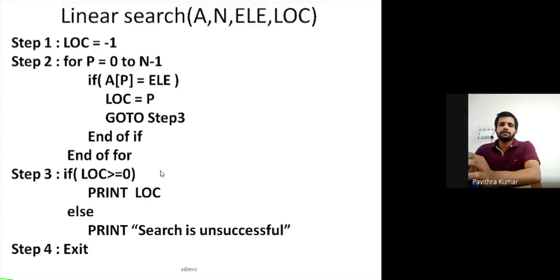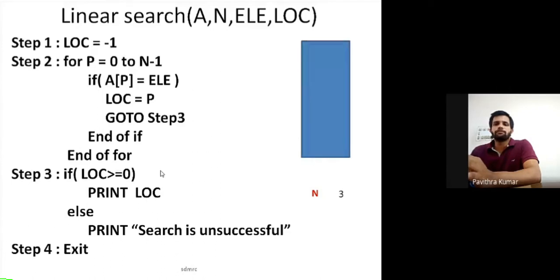Let me take one live example in my slide. Let me consider one array that may contain 3 elements. N is equal to 3. Elements can be A of 0, A of 1, and A of 2. I have considered a few values for A of 0, A of 1, and A of 2 as well.